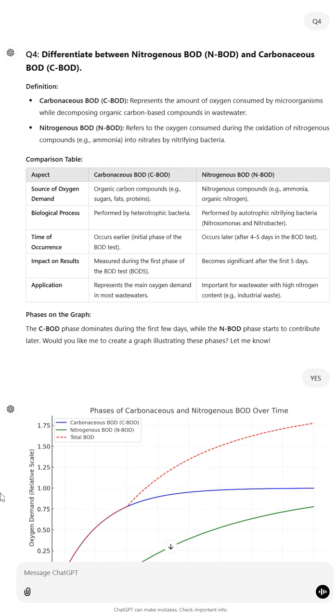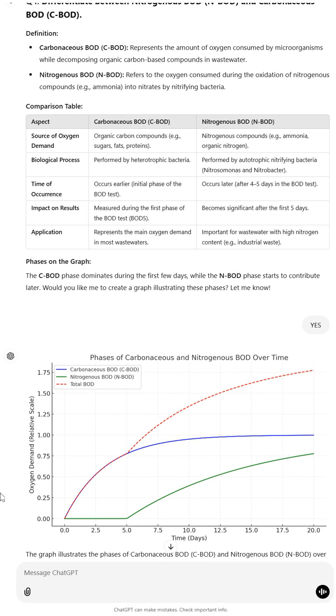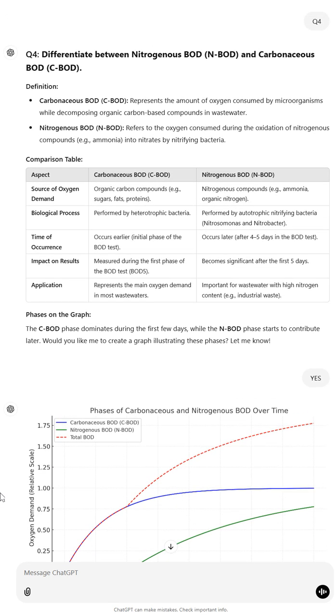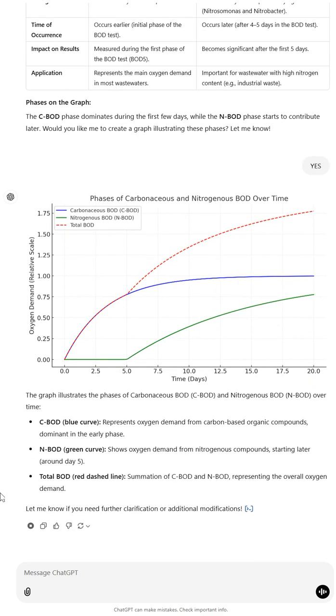The graph illustrates the phases of carbonaceous BOD, C-BOD, and nitrogenous BOD, N-BOD, over time. C-BOD, the blue curve, represents oxygen demand from carbon-based organic compounds, dominant in the early phase. N-BOD, the green curve, shows oxygen demand from nitrogenous compounds, starting later, around day 5. Total BOD, the red dashed line, is the summation of C-BOD and N-BOD, representing the overall oxygen demand.